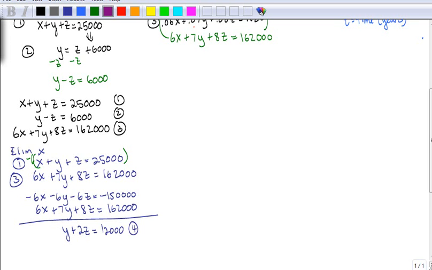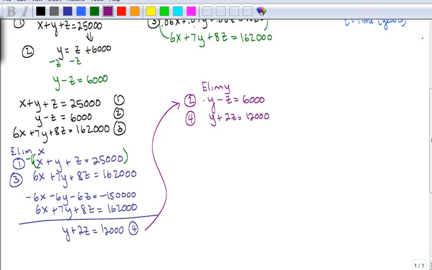Now, if I take my second equation and my fourth equation, I notice I have two equations that only have y and z. So that's what I'm going to do next. And I'm going to start over. I now have a 2 by 2, so I can eliminate anything I want. So I'm going to choose y. You can choose z just as easily, but I'm going to go ahead and eliminate y.